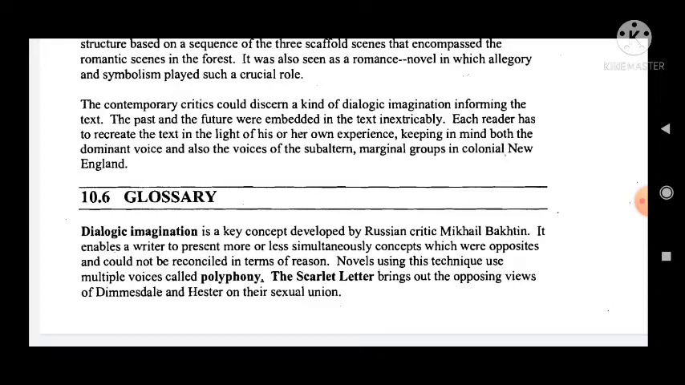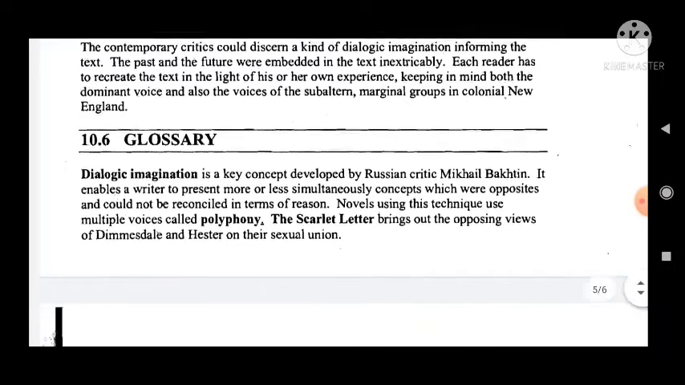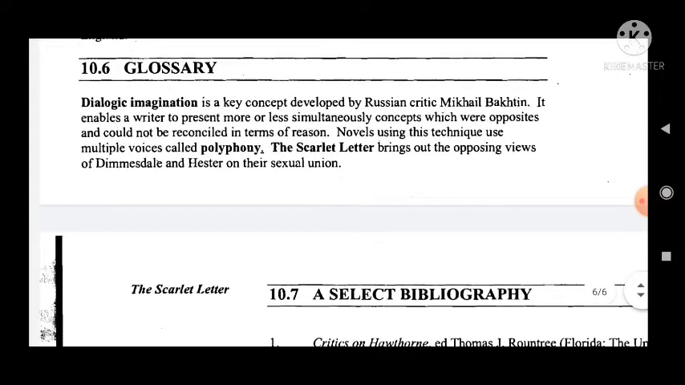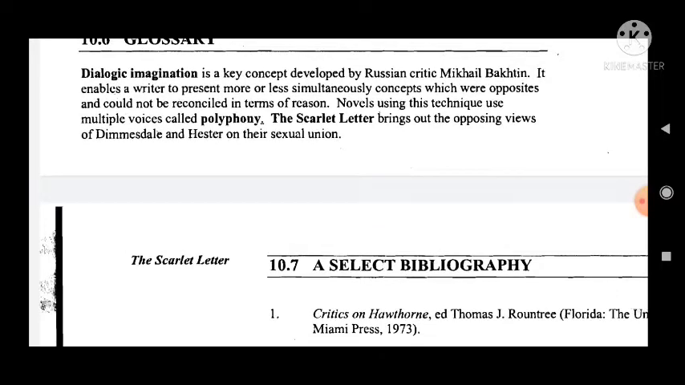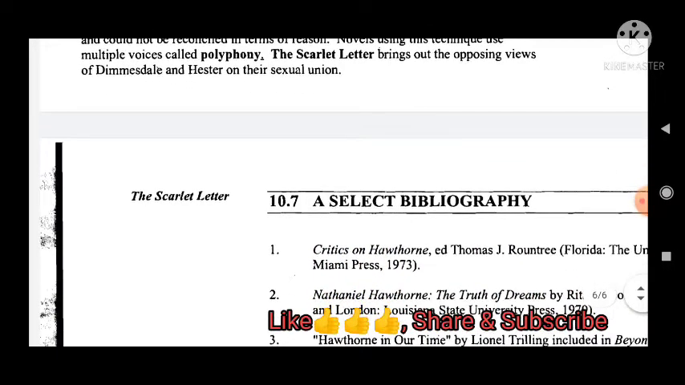Each reader has to recreate the text in the light of his or her own experience, keeping in mind both the dominant voice and also the voice of the subaltern, marginal groups in colonial New England. Then glossary. Dialogic imagination is a key concept developed by the Russian critic Mikhail Bakhtin. It enables a writer to present more or less simultaneously concepts which were opposites and could not be reconciled in terms of reason. Novels using this technique use multiple voices, called polyphony. The Scarlet Letter brings out the opposing views of Dimmesdale and Hester on their sexual union.